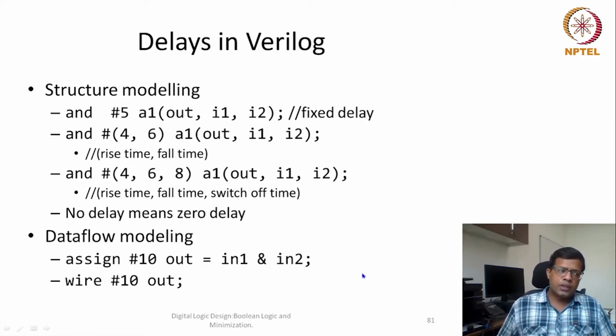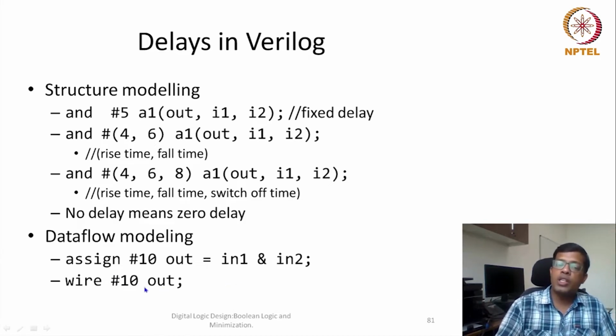There is also a possibility of a propagation delay because of wires. So we can also define a propagation delay on wires. Whenever we define this out as a wire, we can also say hash 10, which means that whenever anything is assigned to out, there would be a delay of 10. These two statements are slightly different. In the first statement, we are saying that this expression would be computed, and that computation would be given after a certain time to my output.